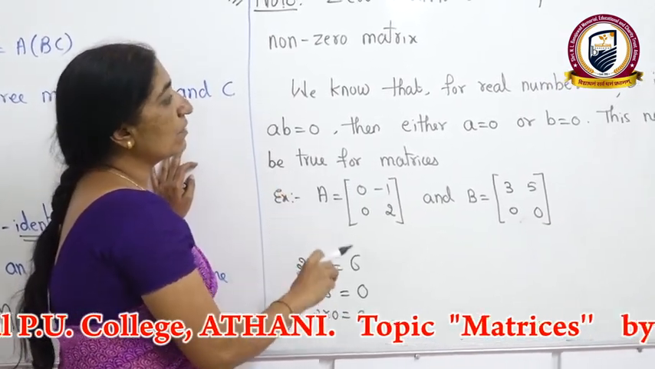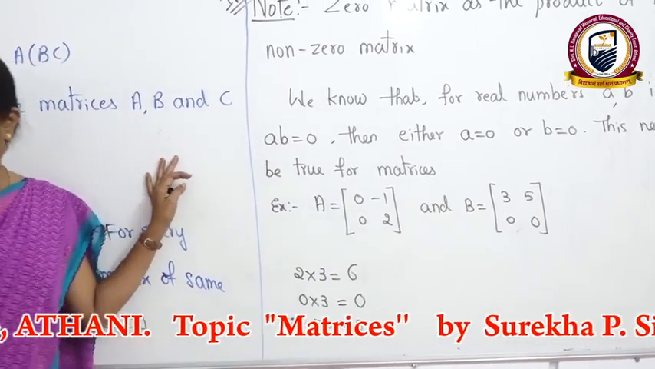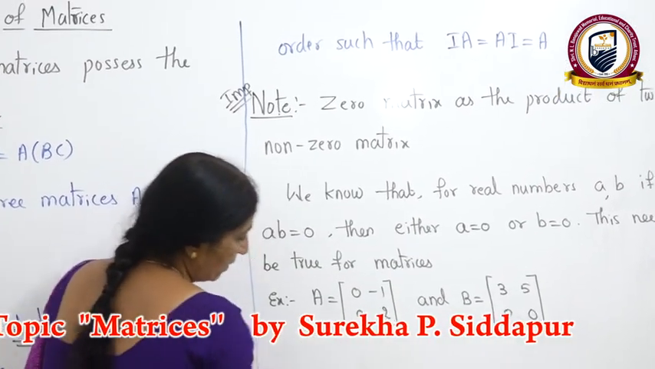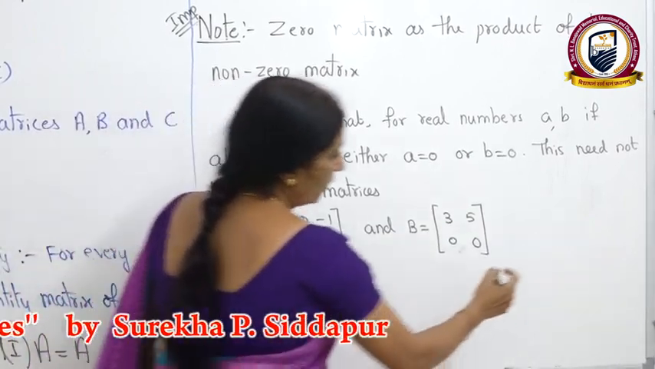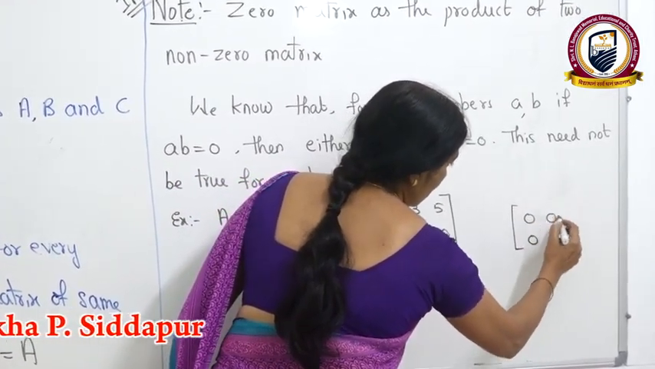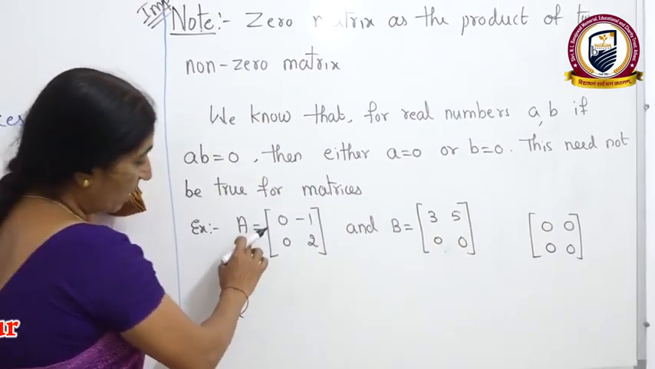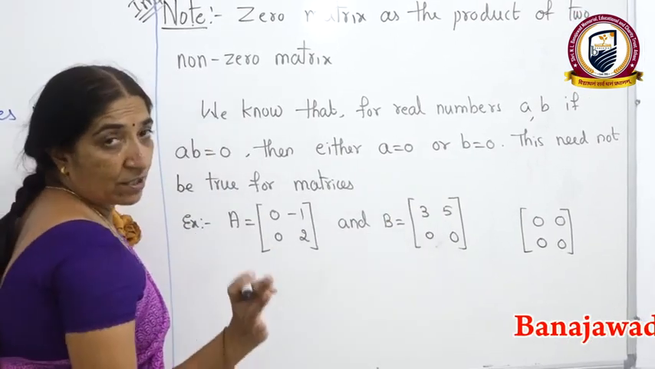But the same thing will not continue in matrices. Why? See the example. In the example, here A is one matrix. Is it a 0 matrix? No. Why not a 0 matrix? A 0 matrix will be like this. If all the elements are 0, then only it is called a 0 matrix. That means A is not a 0 matrix. Even B is also not a 0 matrix.